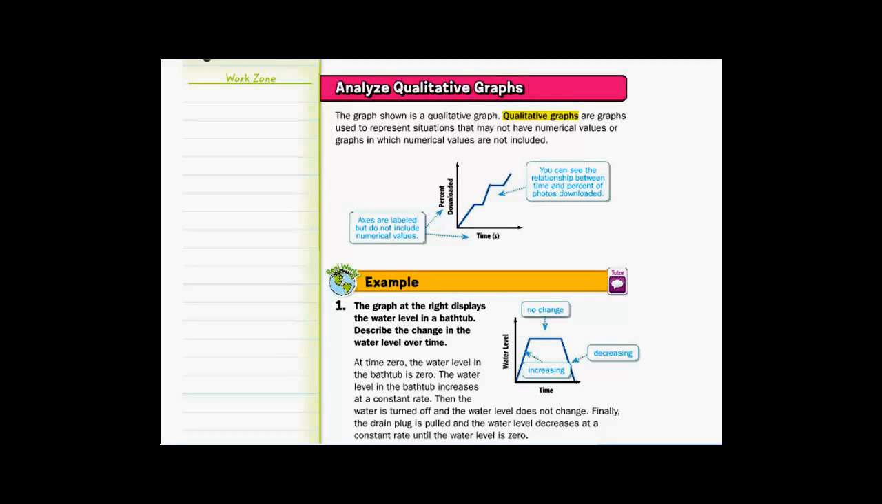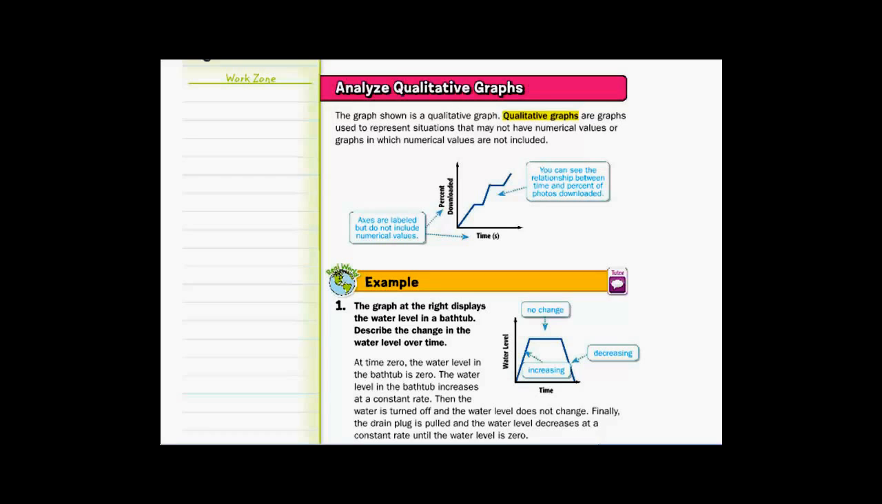All right, 4.9. This is the last lesson in chapter 4. Woohoo! This talks about qualitative graphs. So qualitative is based on quality. So it's talking about the quality of the picture of the graph, because they may not give you numbers to represent the situation. They're just going to give you the graph.